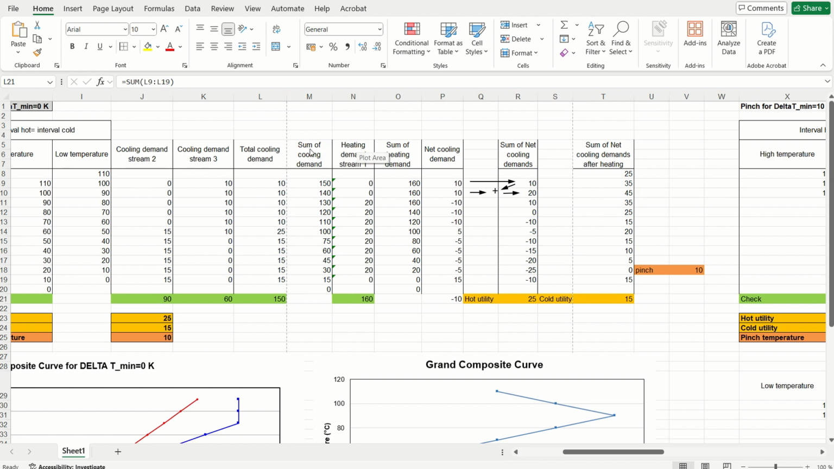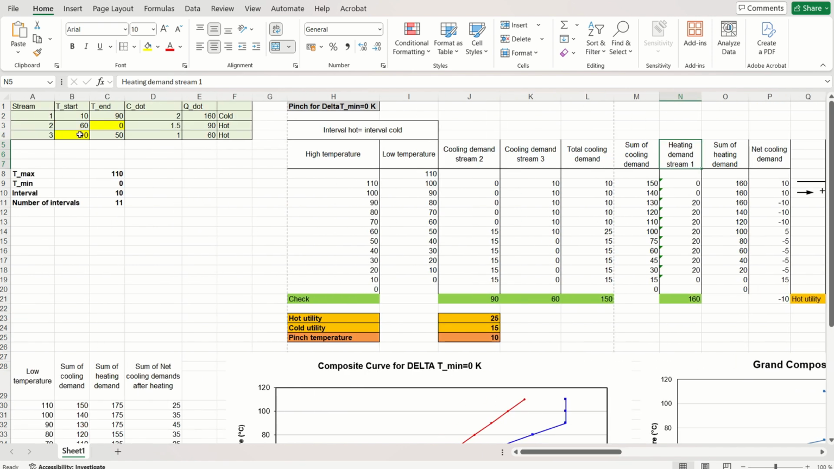So once the cumulative sum of cooling demand of the hot stream is calculated, now let's move on to the heating demand. Now let's move on to the cold stream that needs to be heated up. So, heating demand. I will first find the temperature range of the cold stream. In our case, the cold stream starts at 10 degrees and it ends at 90.